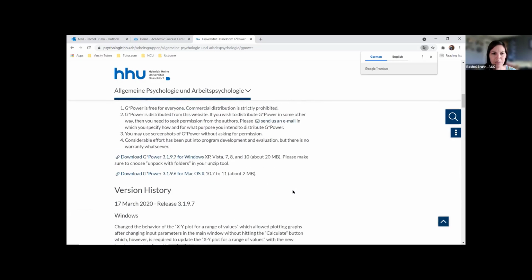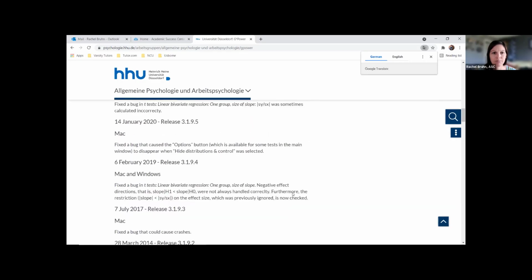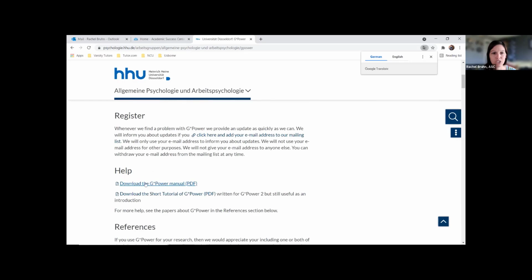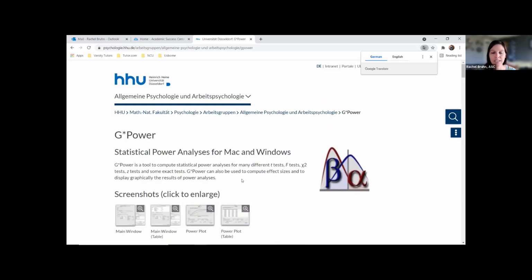They have the manual. I think it's farther up. Yeah, right here is the G-Power manual, tutorial, G-Power. So there's a few resources here as well. But that is free for students or anybody through their website here. University of Dusseldorf. Awesome. Thank you so much, Rachel.